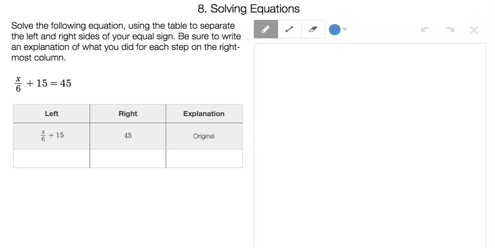Hey everybody. So we're solving equations again. We got another one with fractions. How did you do on the last one? Do you remember how you solved the last one? Well, you're basically going to use the same steps, the same process that we used to solve the last one.